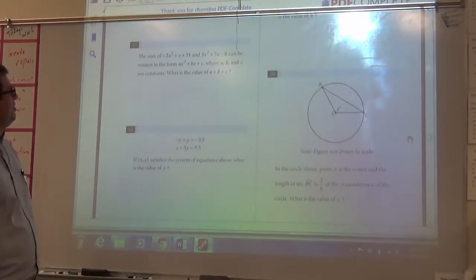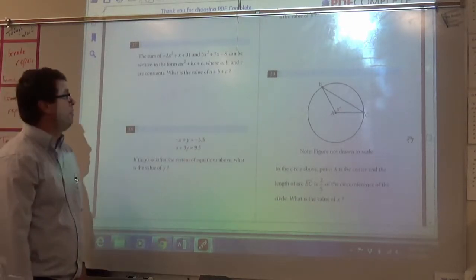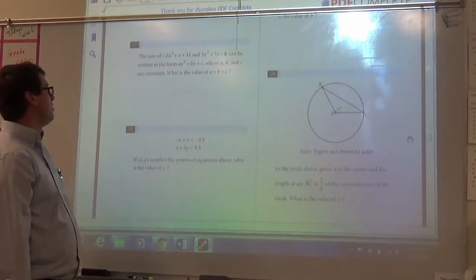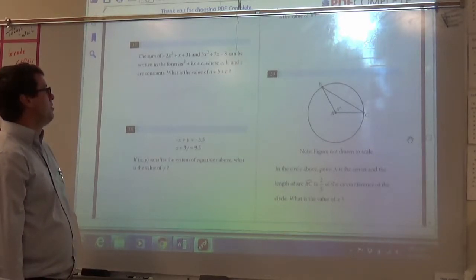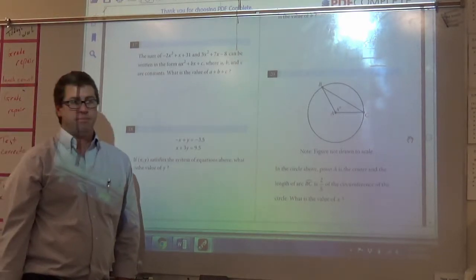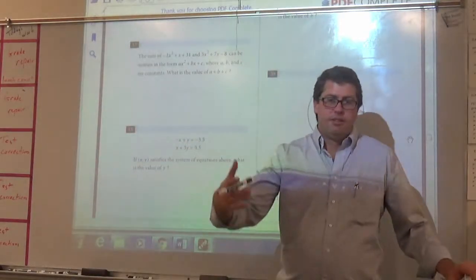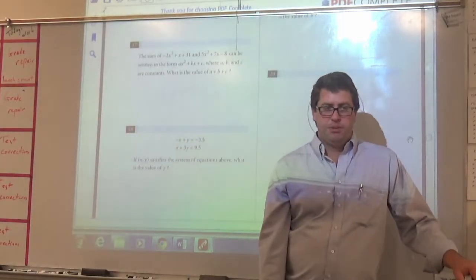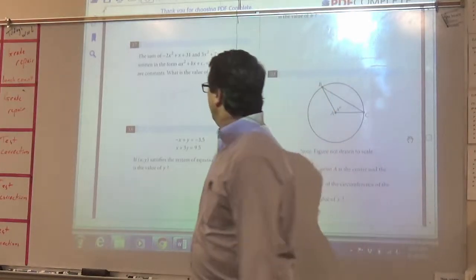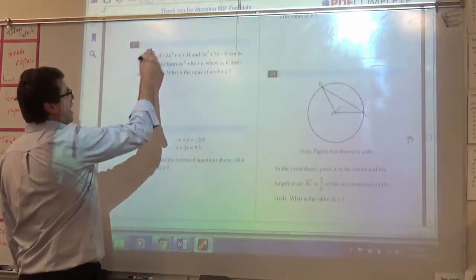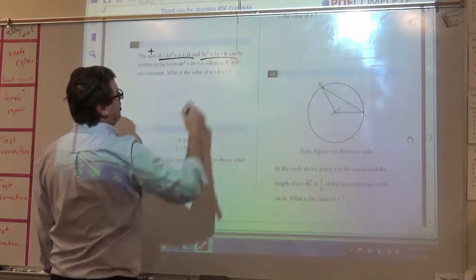The sum of negative 2x squared plus x plus 31 and 3x squared plus 7x minus 8 can be written in the form of ax squared plus bx plus c, where a, b, and c are constants. What is the value of a plus b plus c? This is kind of convoluted, but it's really not that hard. Sum means we're adding, so they want us to add this and this.